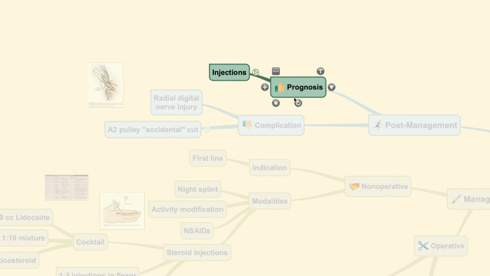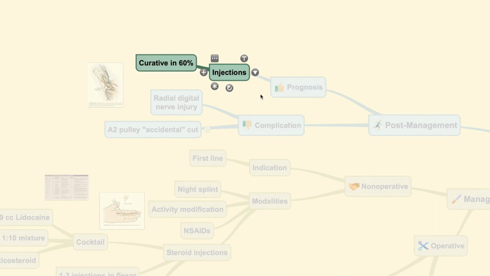The last would be the prognosis. Prognosis is generally good after open release of a A1 pulley. The triggering usually does not recur, but for injections, the curative rate is not as high as operative techniques. Some journals would state that the curative findings is only found in 60% of patients that has been given injections, but some authors may state a higher percentage, up to 80 to 90% success rate.